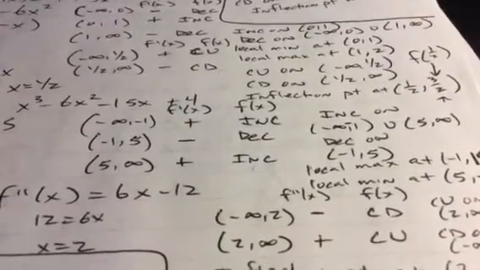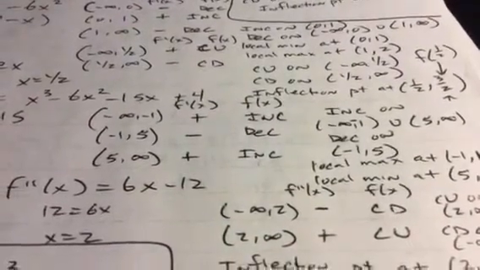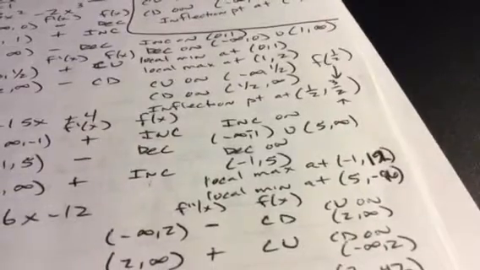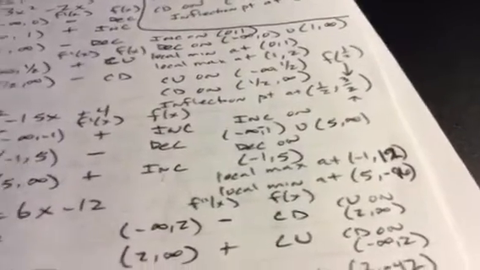Decreasing to increasing means you're at your bottom. That's a local min. Plug 5 into the original. You get -96, I believe. That's definitely a minimum point.